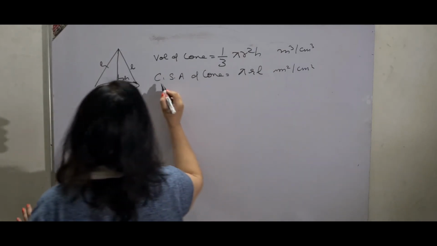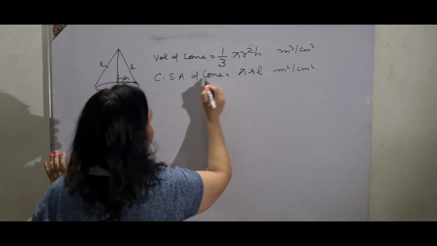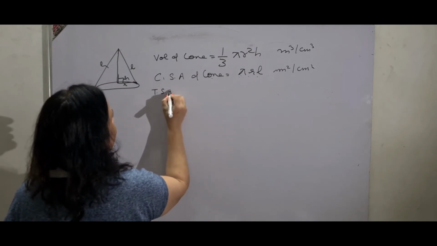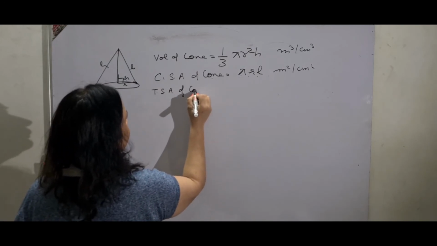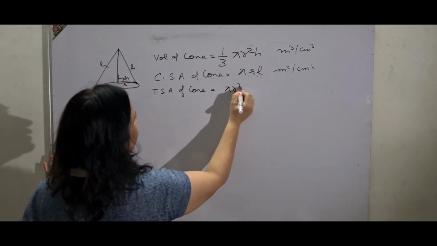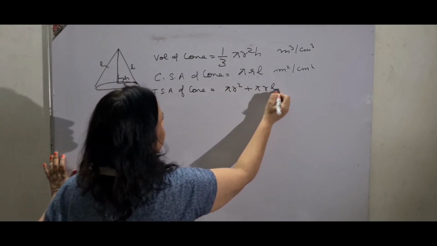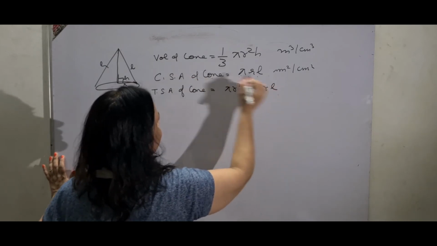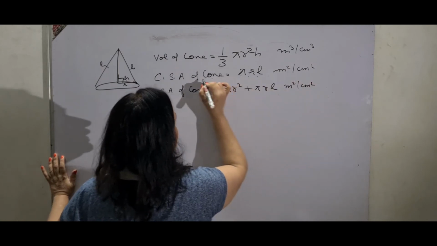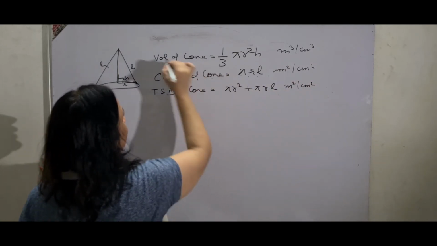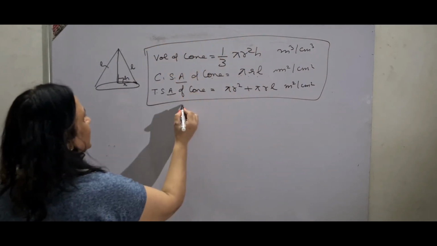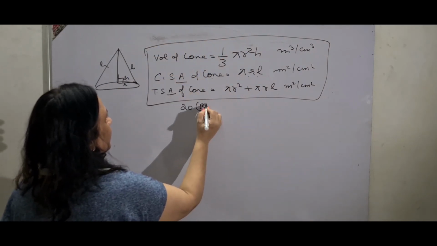So, given you, the curved surface area of a cone is pi r l, and the total surface area of a cone is, considering one circle at the base, pi r square plus the curved surface area. The units are meter square or centimeter square. So these are areas, and this is the key to the next exercise, that is 20.